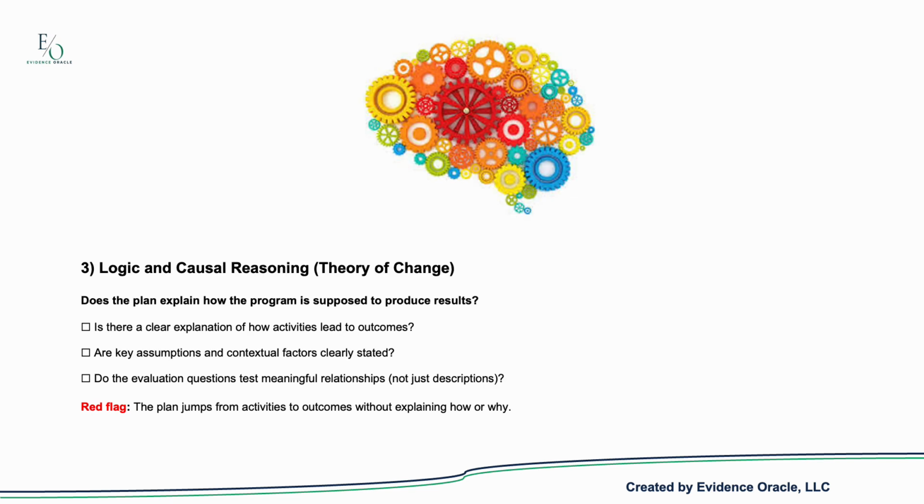Logic and causal reasoning, theory of change. A strong evaluation explains how activities lead to outcomes. AI sometimes skips this step and jumps straight to outcomes without explaining the how or why. What is the mechanism of change that your program is offering or that your policy is expecting as the result? Clear logic helps to ensure your evaluation is testing meaningful relationships and not just collecting data. If the logic is weak, the evidence will be weak.